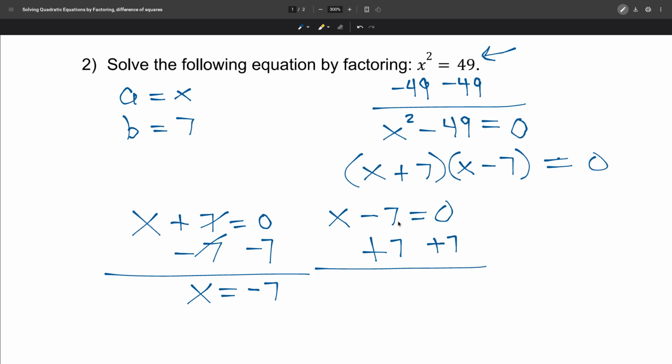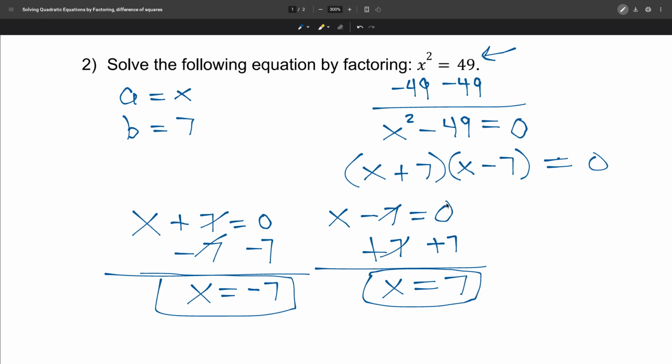So 7 minus 7. 7 minus 7 here. Hold on one sec. 7 minus 7, that's 0. These are going to cancel. We're going to get x equals positive 7. So our two solutions are x equals negative 7 and x equals positive 7 there. All right?